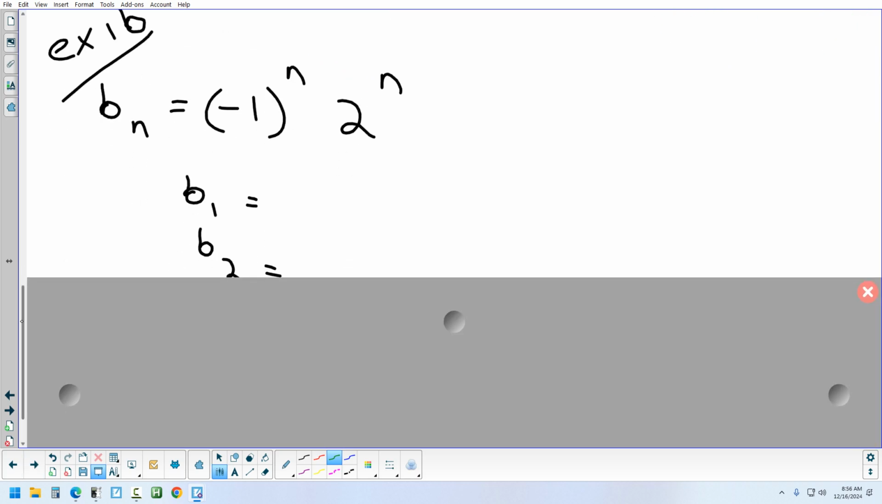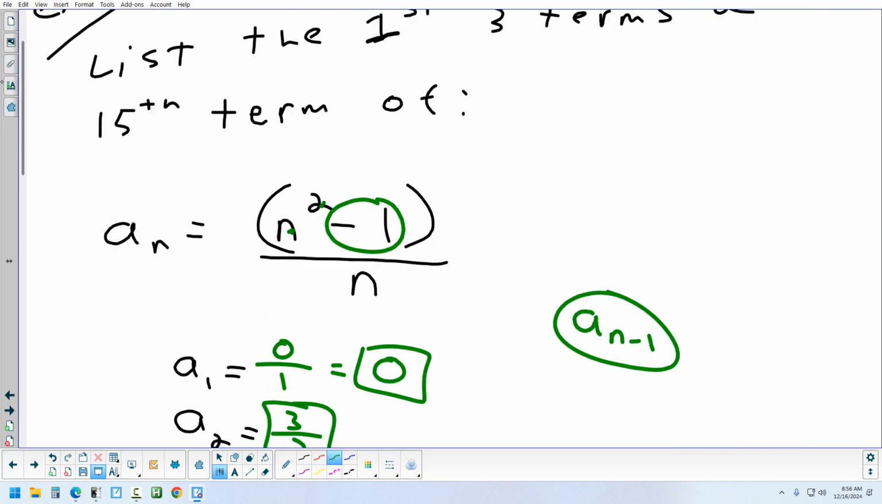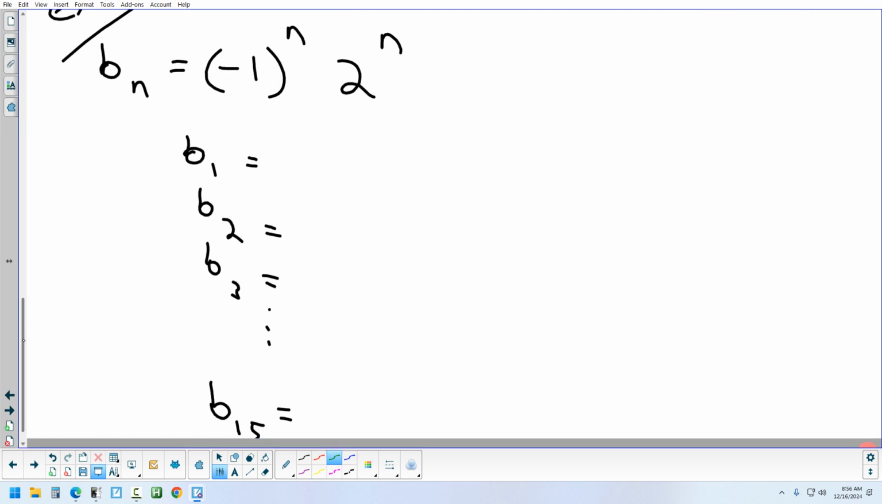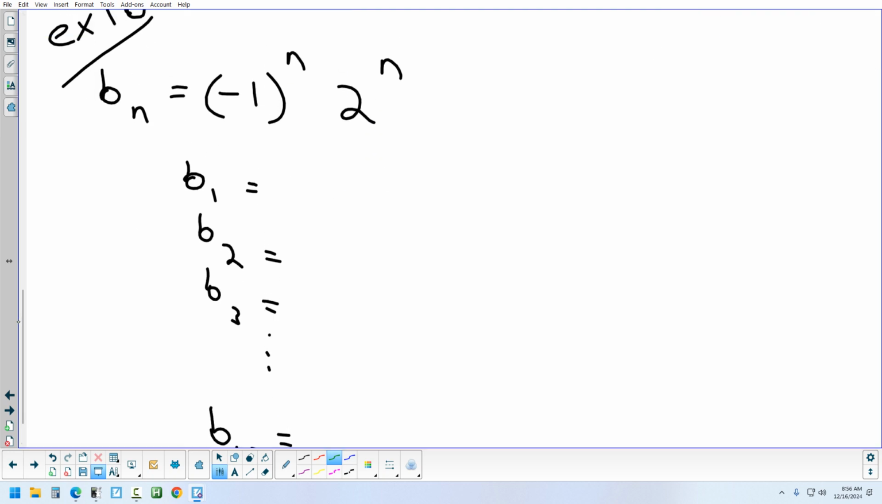Let's try this one. Okay, same directions. List the first 3 terms and the nth term. All right, what are we going to plug in to find the first term? 1. What's negative 1 to the first power? Negative 1. What's 2 to the first power? 2. Negative 1 times 2? Negative 2. There's your first term.